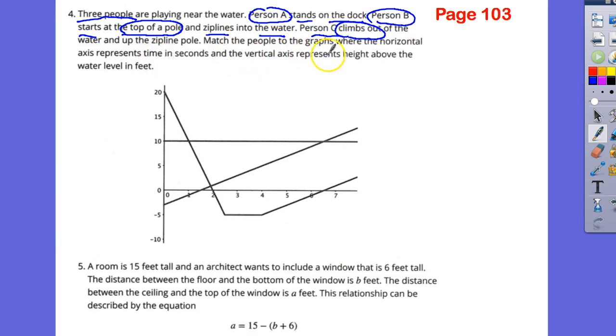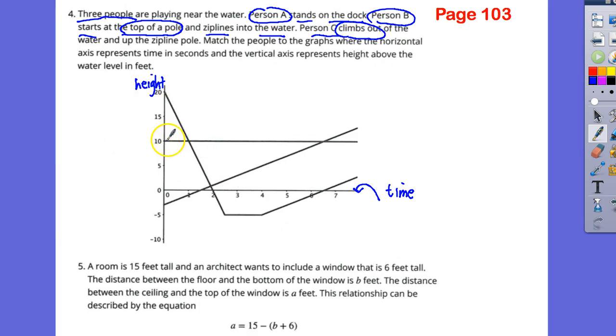Match the people to the graphs where the horizontal axis, so this is the horizontal right here, represents time in seconds, and the vertical axis represents height. So this is the height, the vertical, above the water level in feet. So let's see. So person A stands on the dock. So that means he's not moving.